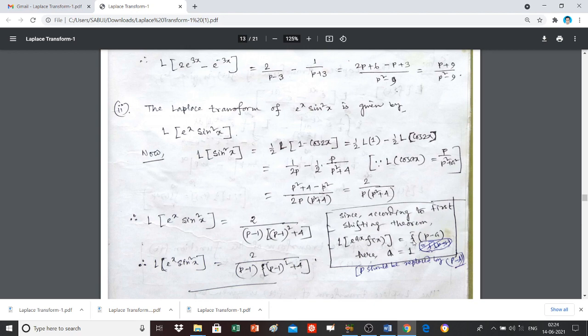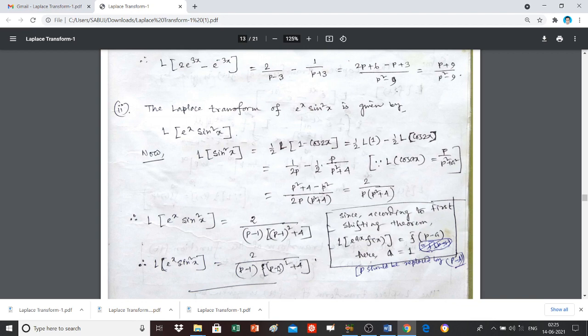So in our case, a is 1, since it is e to the power x. In the expression for the Laplace transform of sine square x, p should be replaced by p minus 1, since a is 1 in this case. By replacing p by p minus 1, we will obtain the Laplace transform of e to the power x sine square x. That is equal to 2 by (p minus 1) into ((p minus 1) square plus 4).